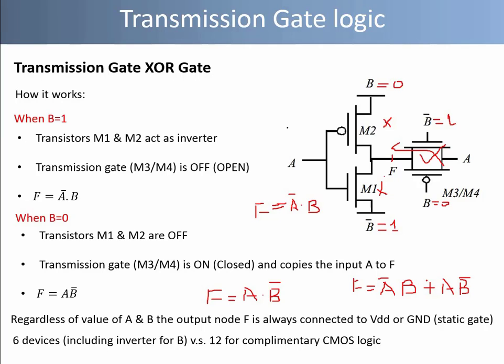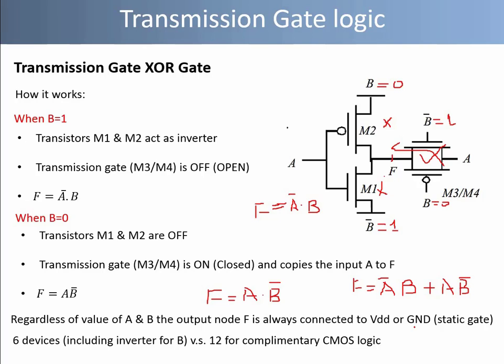Here we can also observe another thing: for all values of select input B, the output node is either connected to A complement or to A, and we can have two valid values of variable A, that are VDD or ground. So regardless of the value of all the variables, the output node is always connected to VDD or ground. It means that transmission gate logic is also static.